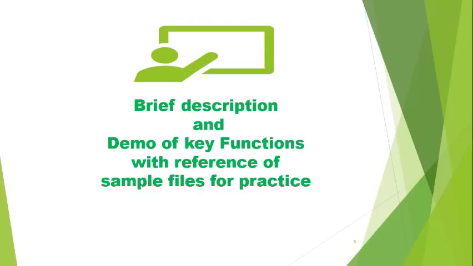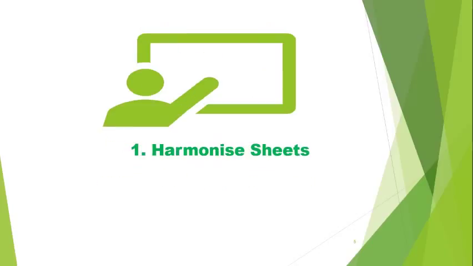So if you are a user or a customer of eCAAT, I suggest that you pause the video as required, use the eCAAT sample data and run the function so that you can learn this function as you watch the videos. You'll find there are 12 key functions which are very, very powerful, and probably you can learn this in 15 to 20 minutes. The first function which I'm going to cover is Harmonise Sheets.